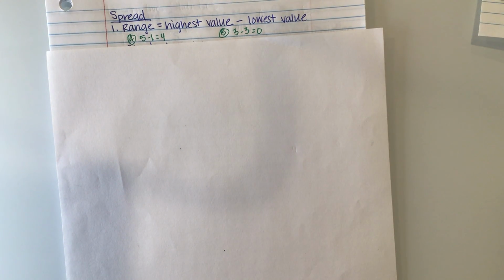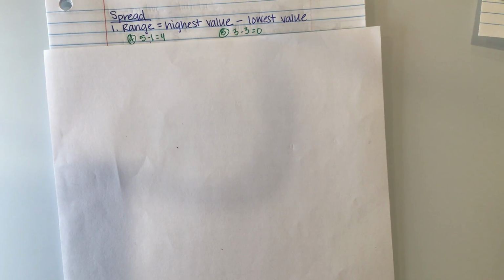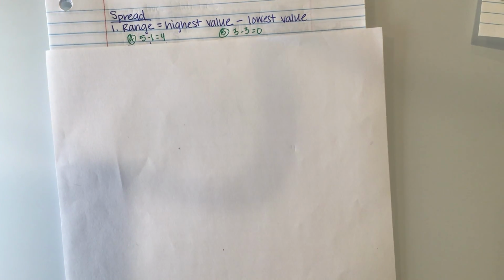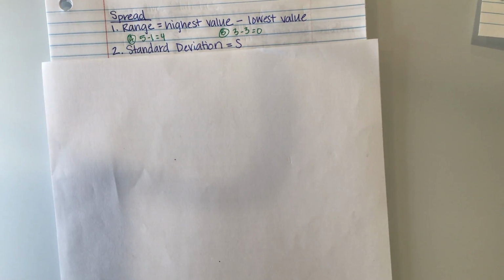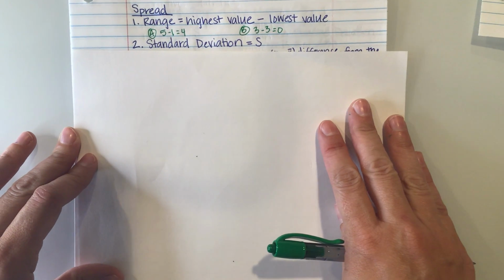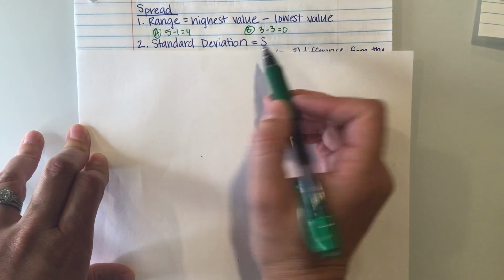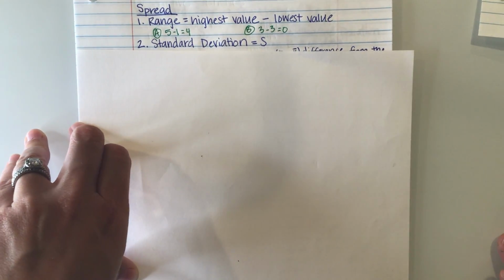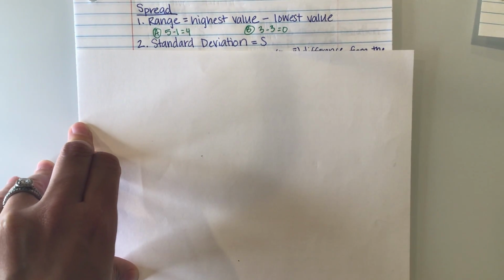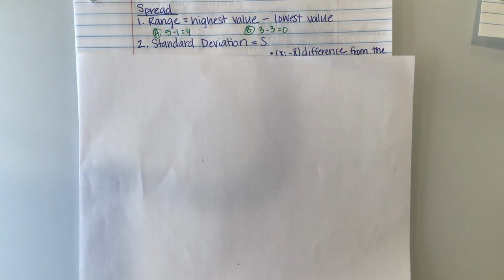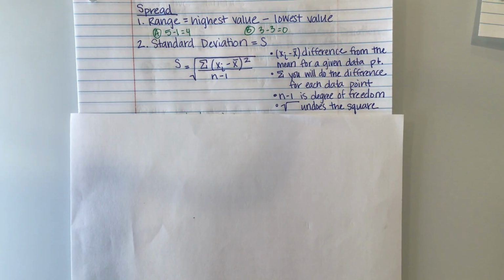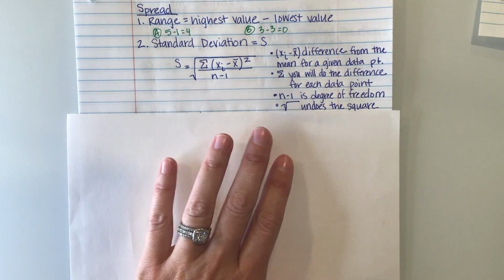So there's actually 3 ways for us to talk about the spread of our data, and in this video we're really going to focus on the second way. The first way is range, you're pretty familiar with it, right? The second way is something called standard deviation, and we're going to represent standard deviation as an S. And just like we saw mean or average written kind of interesting, the formula for standard deviation is written a little bit interesting too.